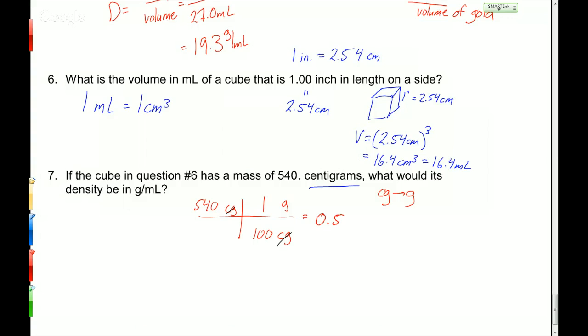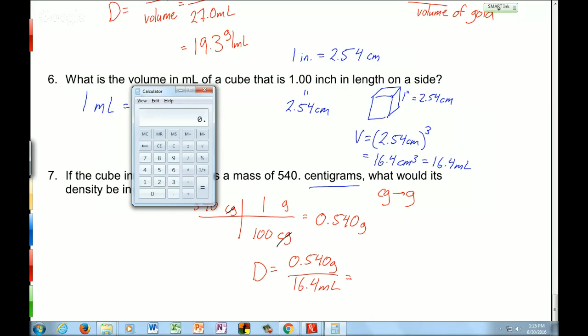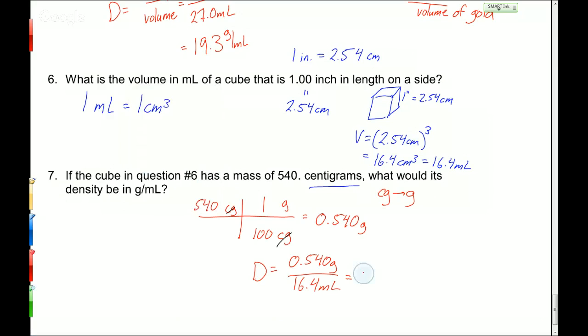So that's 0.540 grams. And that means that our density is 0.540 grams divided by the volume, 16.4 milliliters. That's 0.033, we'll say, grams per milliliter.